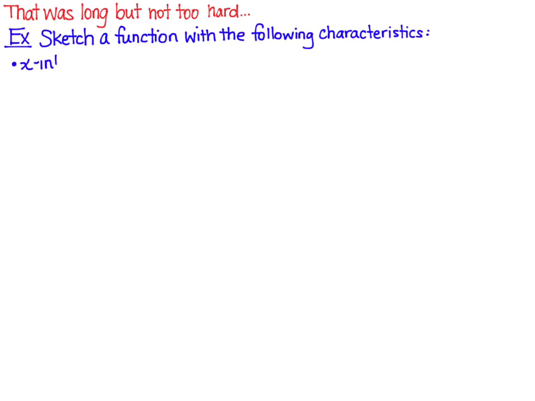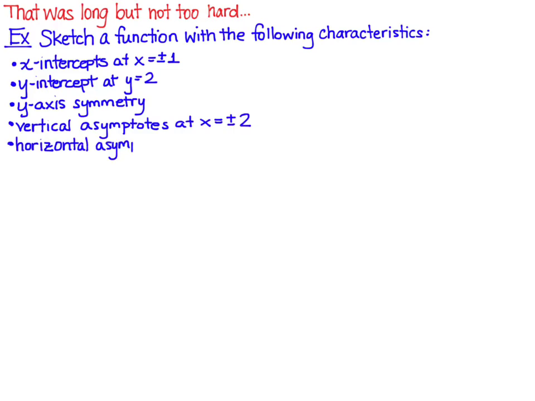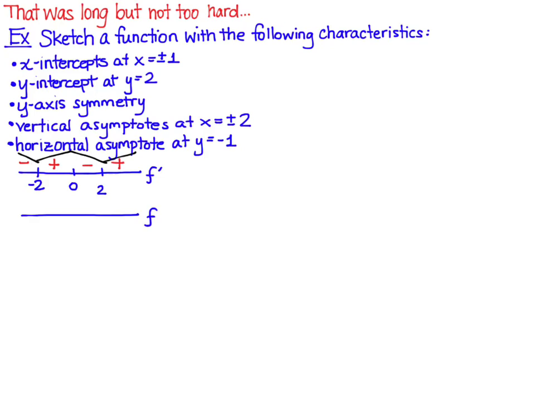Let's try a function where I actually give you all the information about the function and ask you to just draw the graph. So sketch the function where the x-intercepts are at plus or minus 1, the y-intercept is at y equals 2, we have y-axis symmetry, vertical asymptotes at x equals plus or minus 2, a horizontal asymptote at y equals negative 1, and the increasing and decreasing intervals and the concavity are as follows.